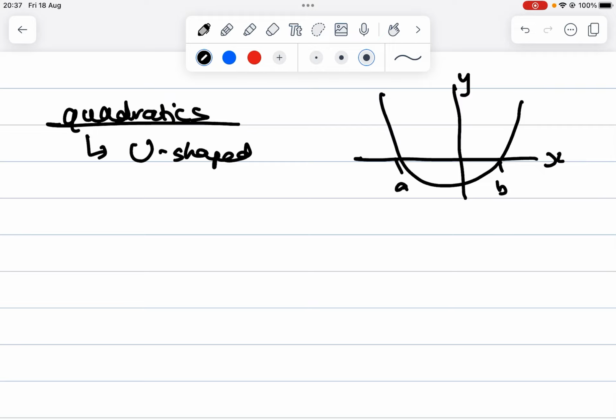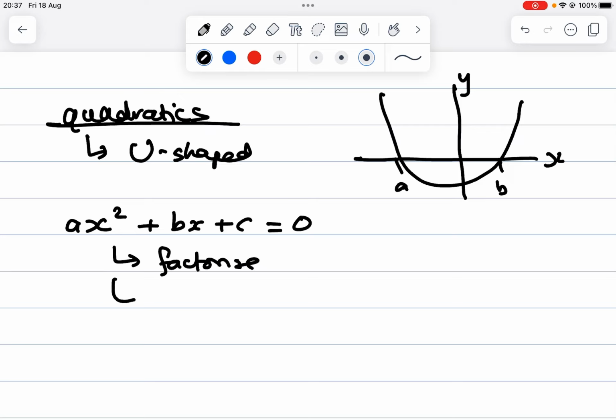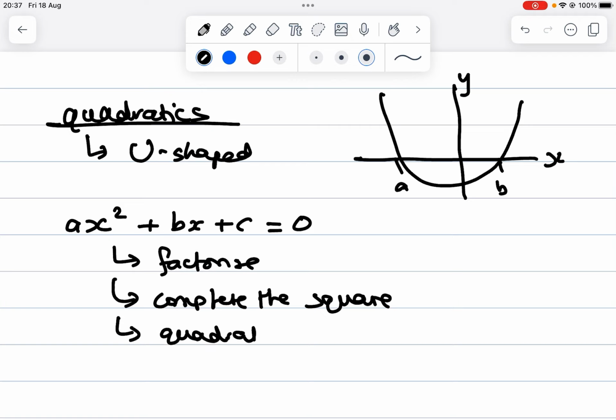Quadratics have a formula: something x squared plus something x plus something. And you can make them equal to 0 and solve them in 3 ways. Factorize, complete the square, quadratic formula, or by using your calculator. Most calculators have a setting to solve quadratics straight away.